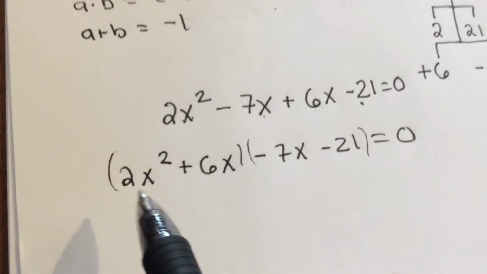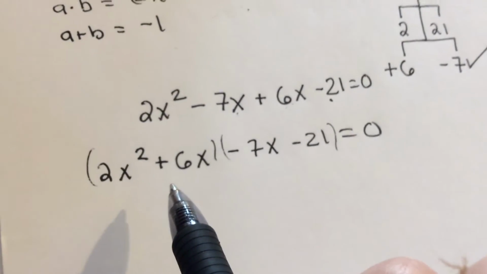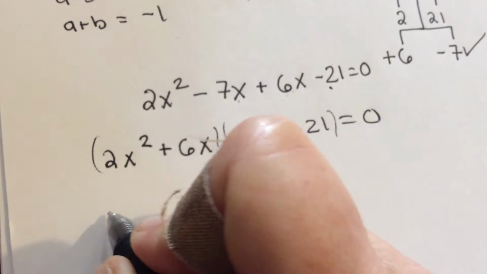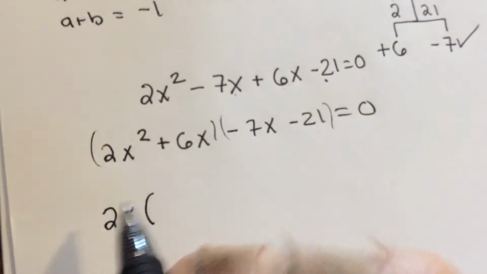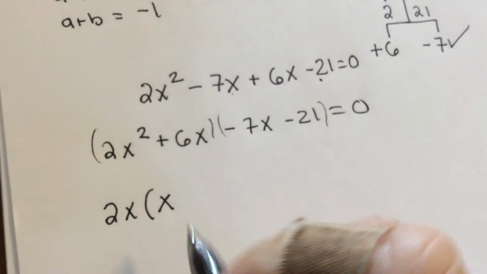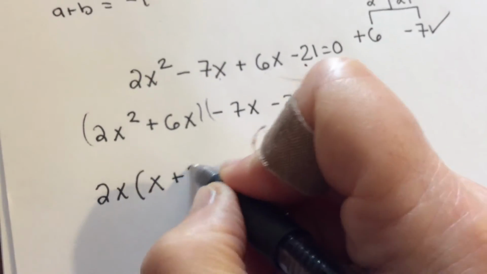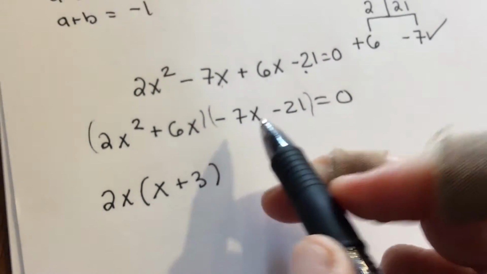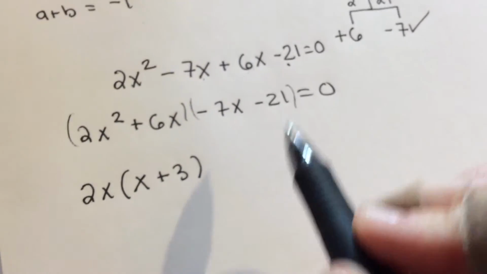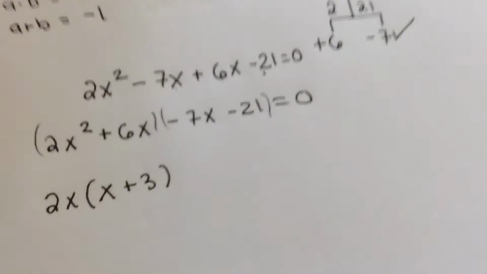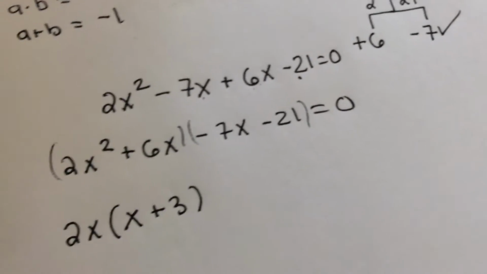So what is common between 2x squared and 6x? Well, they both have 2x in common, so 2x. What do I multiply 2x by to get 2x squared? An x. What do I multiply 2x by to get 6x? A positive 3. What do negative 7x and negative 21 have in common? 7 goes into both of them.